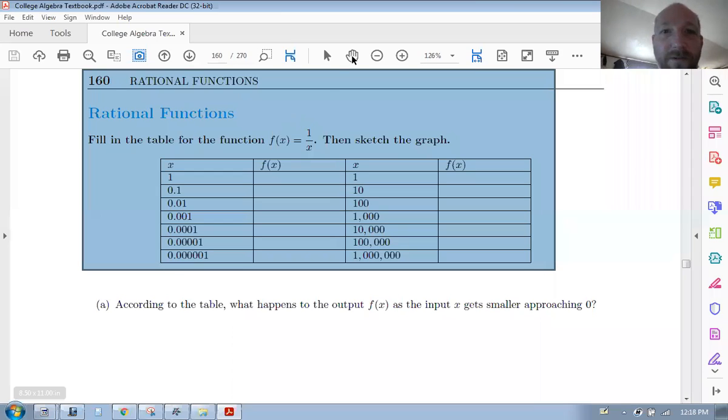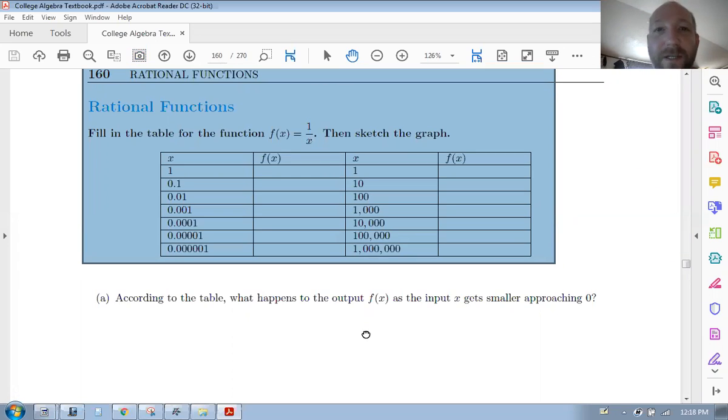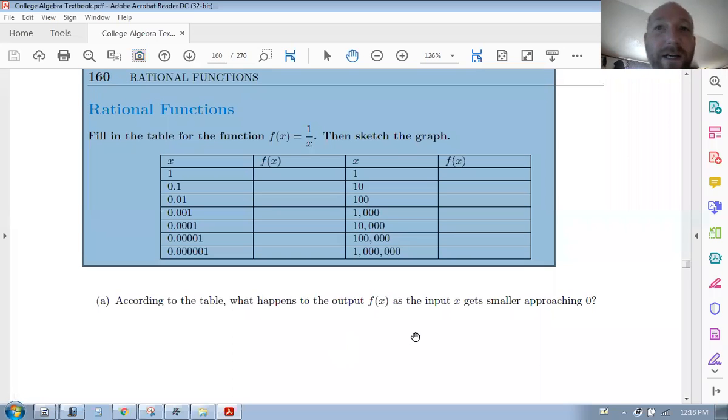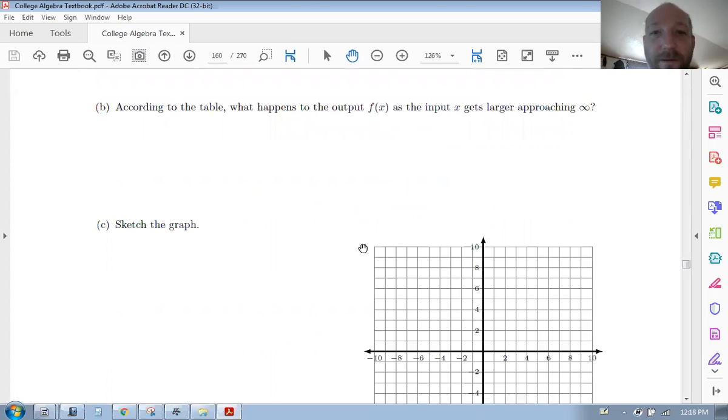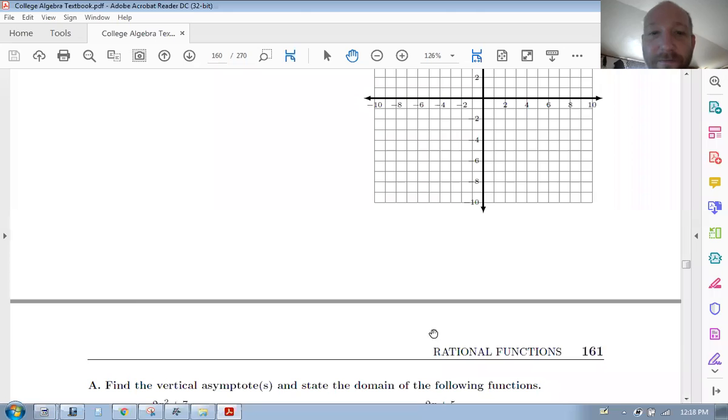All right, so rational functions. We got this 1 over x. It's the most simple rational function. Just like we did x, and then we did an x squared, and then we looked at ax squared plus bx plus c. Now we're looking at rational functions starting with 1 over x. So we already talked about a and b here, and we sketched the graph.